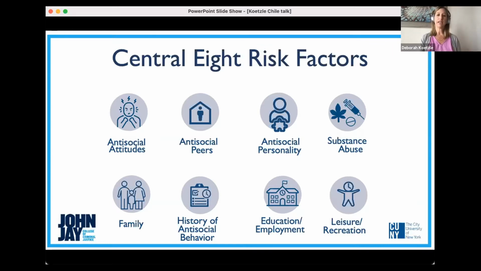Being involved in educational settings, going to school is a protective factor. So we want to make sure that we're assessing for their engagement in school, both are they going to school, but also how are they doing at school?